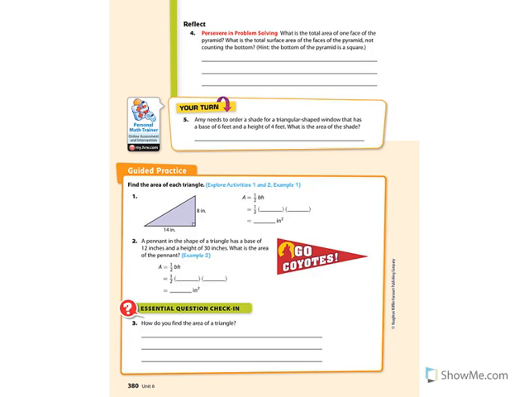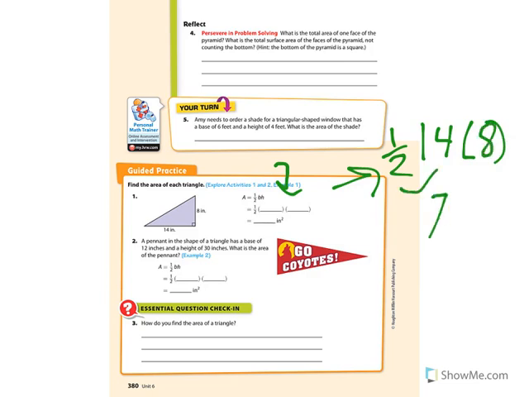All right, guided practice, so take a look. They're breaking it down. How do you go from formula to solving? What's my base? I'm going to write it to the side here. 1/2, my base is 14, and then my height is 8. All right, so 1/2 for 14 would be 7. 7 times 8, 56 square inches.